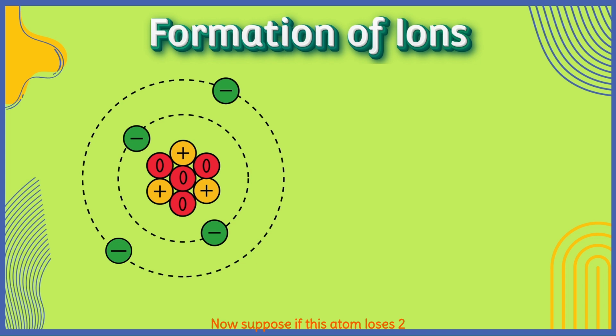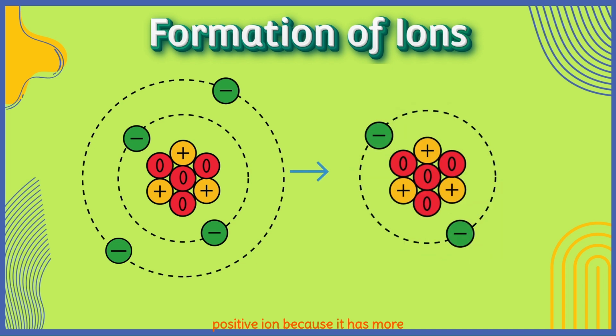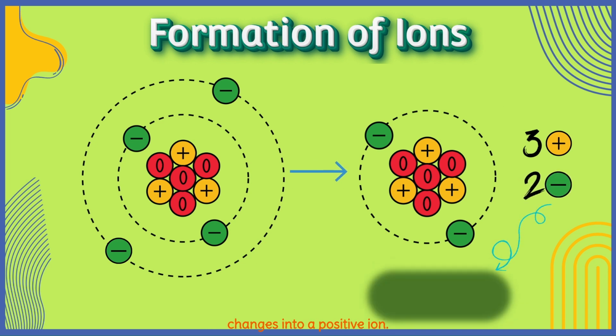Now suppose this atom loses 2 electrons, then it would turn into a positive ion because it has more protons, the positive charges, than the electrons, the negative charges. So now you can see that this atom has 3 protons, but after losing 2 electrons, it only remains with 1 electron. So this atom changes into a positive ion.